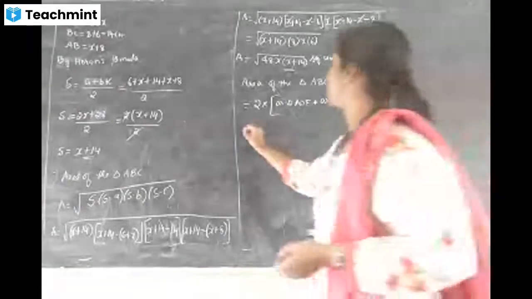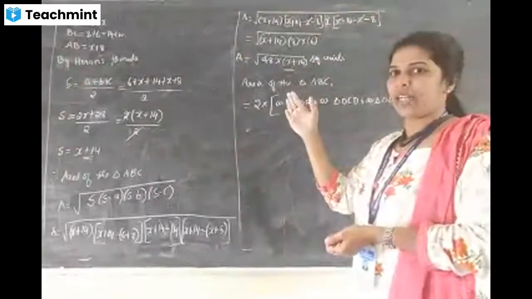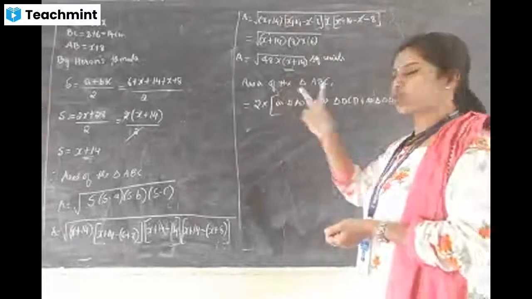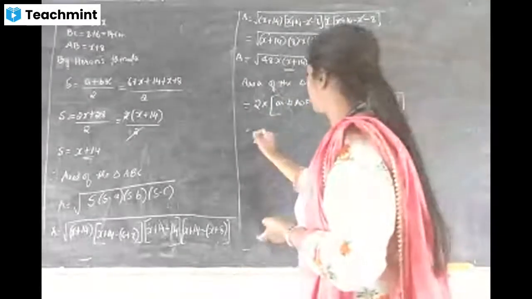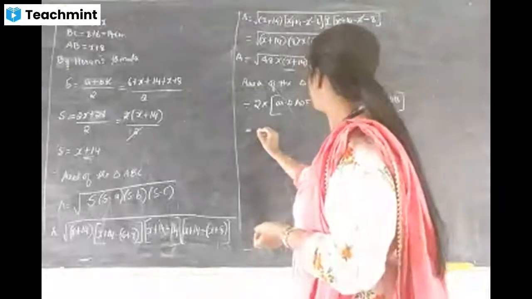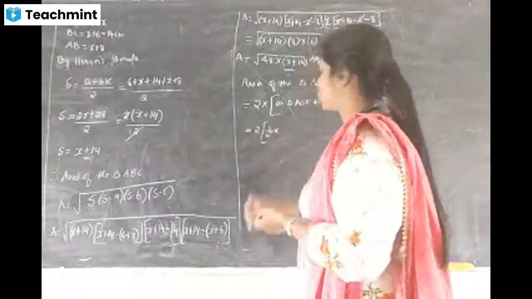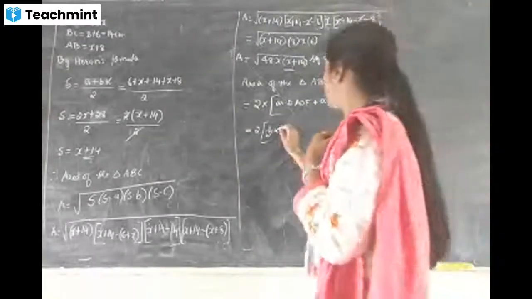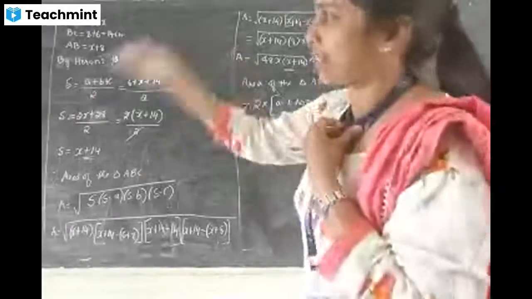Yes. I have written 2 because there are 2 of each. Instead of writing 6, I can write 3 and multiply into 2 because 2 are equal. Otherwise you can write all 6 also, no problem. 2 into area, half into base into height. What is the base there? Height is the radius OF. Base is the side AF.